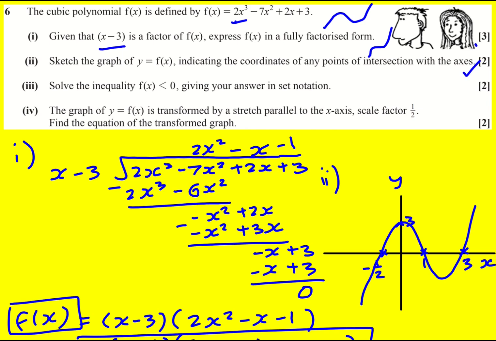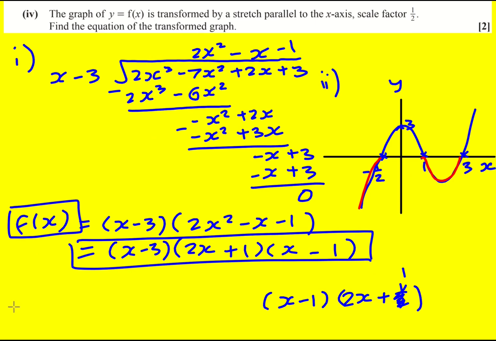Okay, happy with that. Right, now we're asked to solve the inequality f of x less than 0, giving our answer in set notation. And this, in fact, is very quick once you've got the sketch. So where is the graph less than 0? Well, it's less than 0 here and here. So part 3. Okay, it's going to be x is less than minus a half, or x is between 1 and 3.